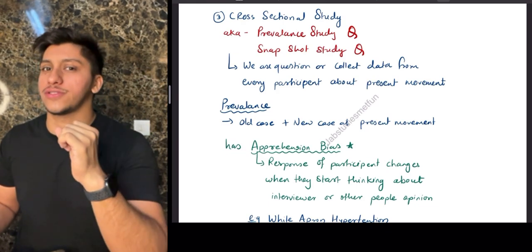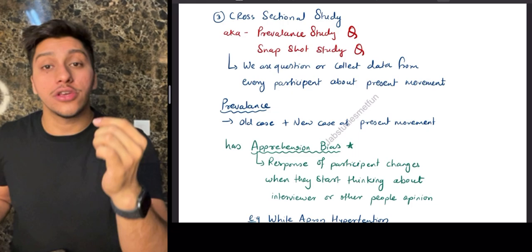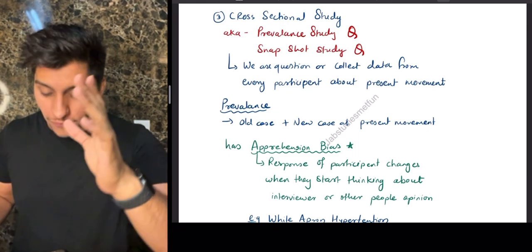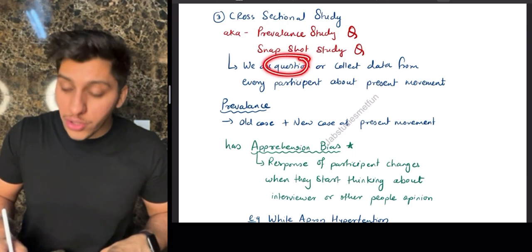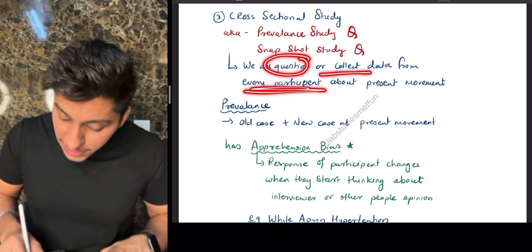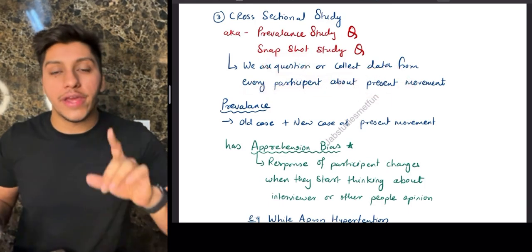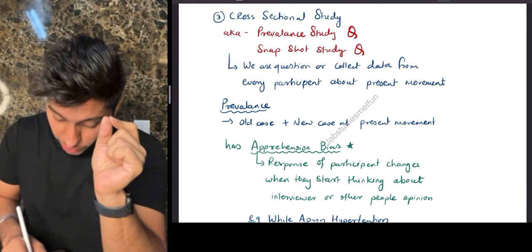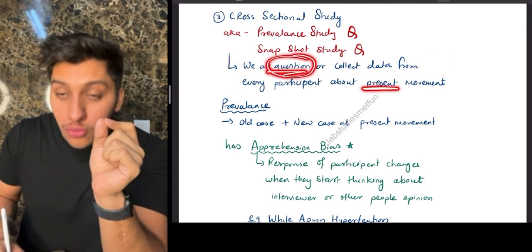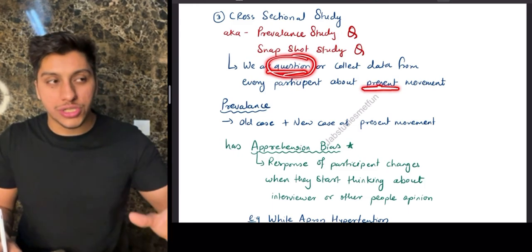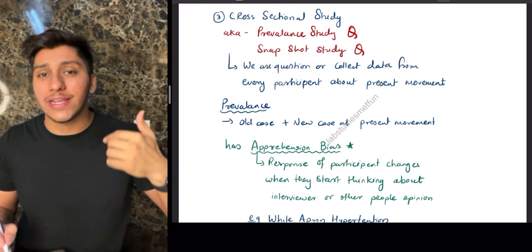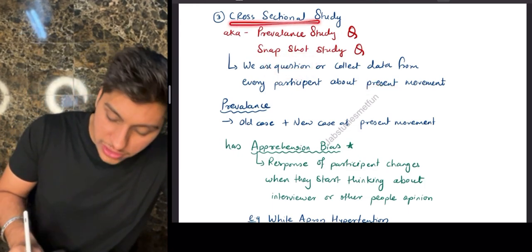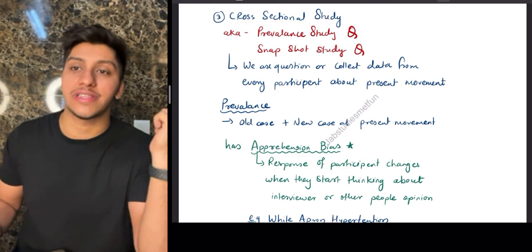What do you do in a cross-sectional study? You start asking questions. You collect data from every participant about the present. The main thing to take from this line is that you start asking questions, also of the present moment. Whenever you see a question asking what is the study in which you're asking questions, your answer is going to be cross-sectional study, prevalence study, or snapshot study.